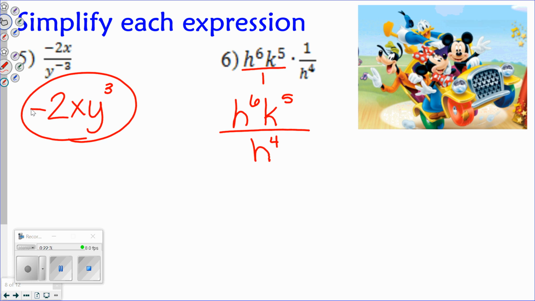So what like terms do we have? The h's. What do I do with their exponents? And 6 minus 4 is 2. So h squared, k to the 5th. No negatives. I don't got to move anything. Now, a question always comes up with students. When I'm subtracting exponents, by default, where does it go? To the top or to the bottom?